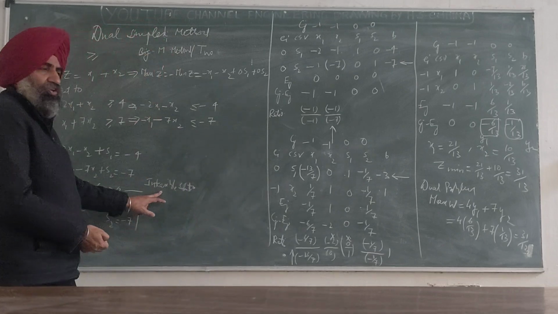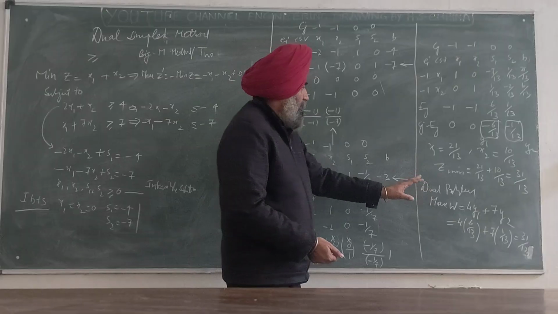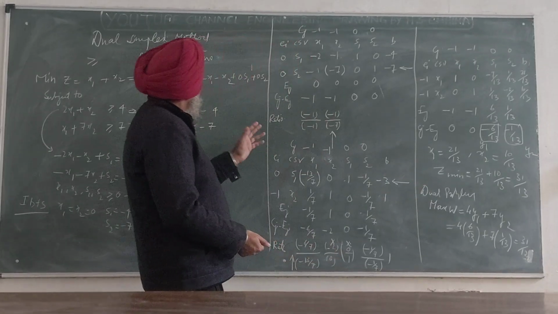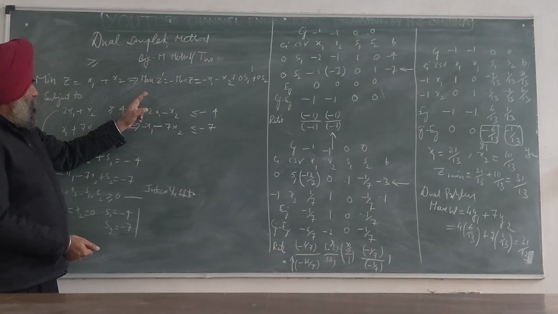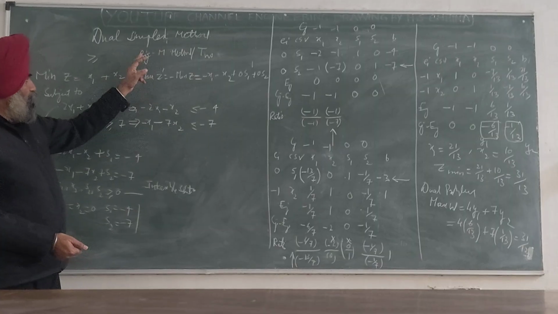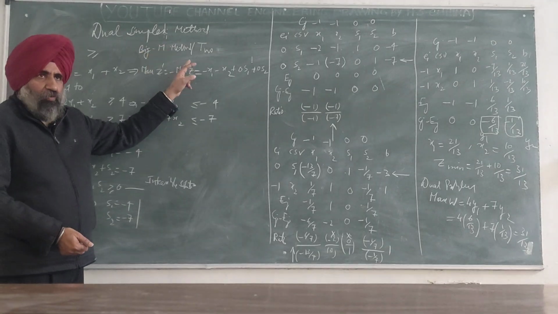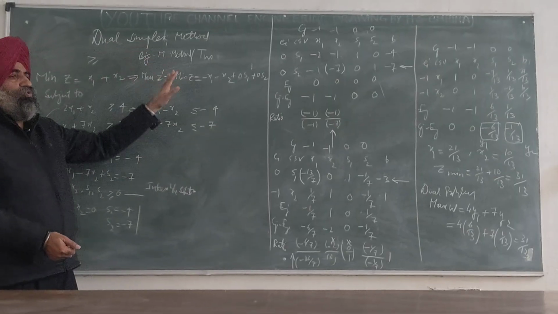So what was there in the dual simplex? We started with the infeasible solution, and then we reached the feasible solution. So where we can apply this dual simplex: wherever any one of the constraints is of greater than or equal to type, where we can apply the Big M method of penalty, Charnes, or the two-phase method. This is another possibility, the dual simplex method.